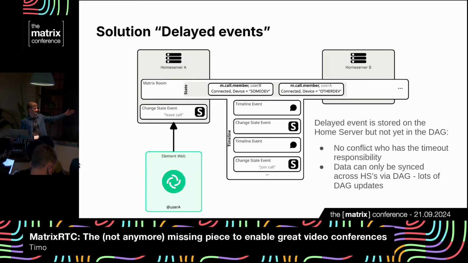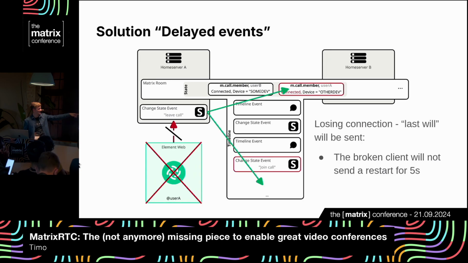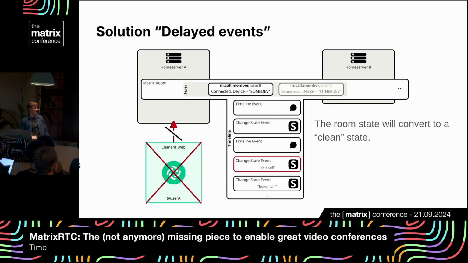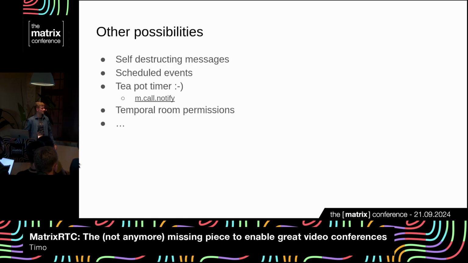So now we go through the same procedure I tried to explain with the previous graphic. We first send the leave call event, and then we lose connection, and the leave call event is cached on the home server. Since we lose connection, we cannot send the heartbeat anymore, so the 5-second timeout happens. And as soon as the timeout happens, this event, which is not yet in the DAG, will be moved into the DAG, and we'll end up in a clean state where the call member is disconnected. And of course we also have it in the timeline of the room.